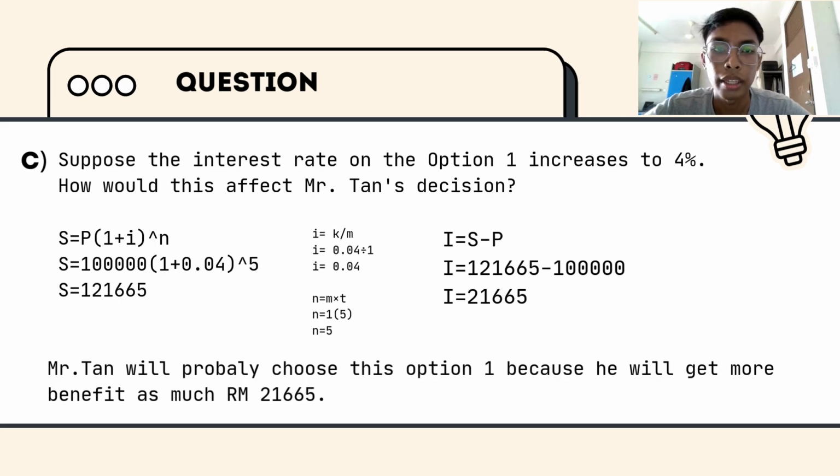121,665. Next, to find the interest, we will need to use the formula of I equal to S minus P. I equal to 121,665 minus 100,000. The answer is 21,665. So, Mr. Tan will probably choose option 1 because he will get more benefit, as much as 21,665 ringgit.